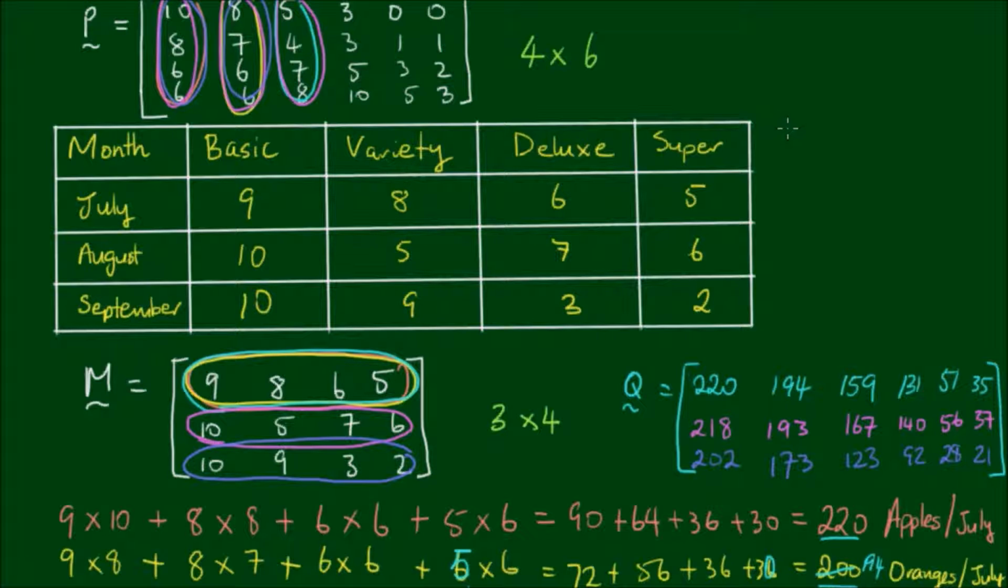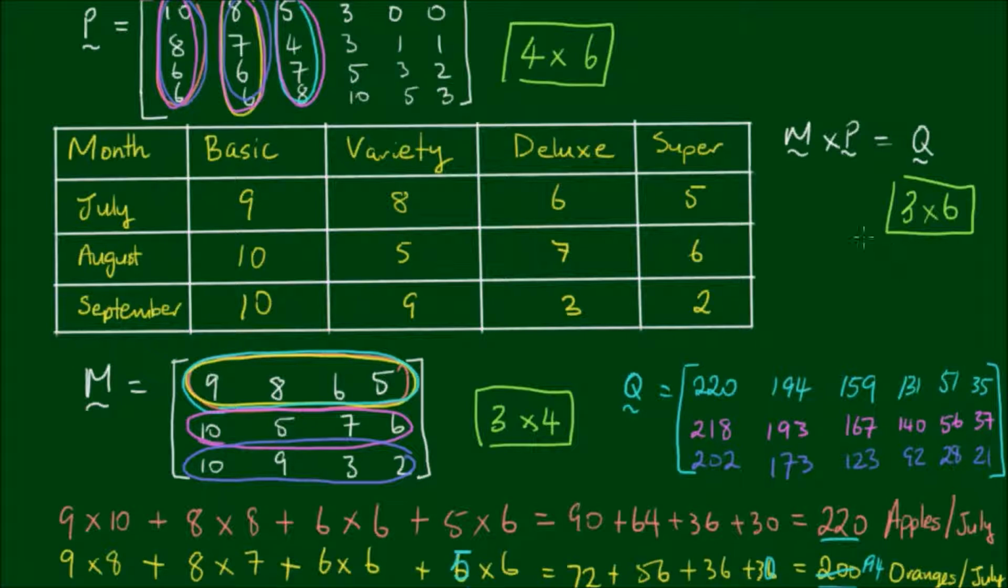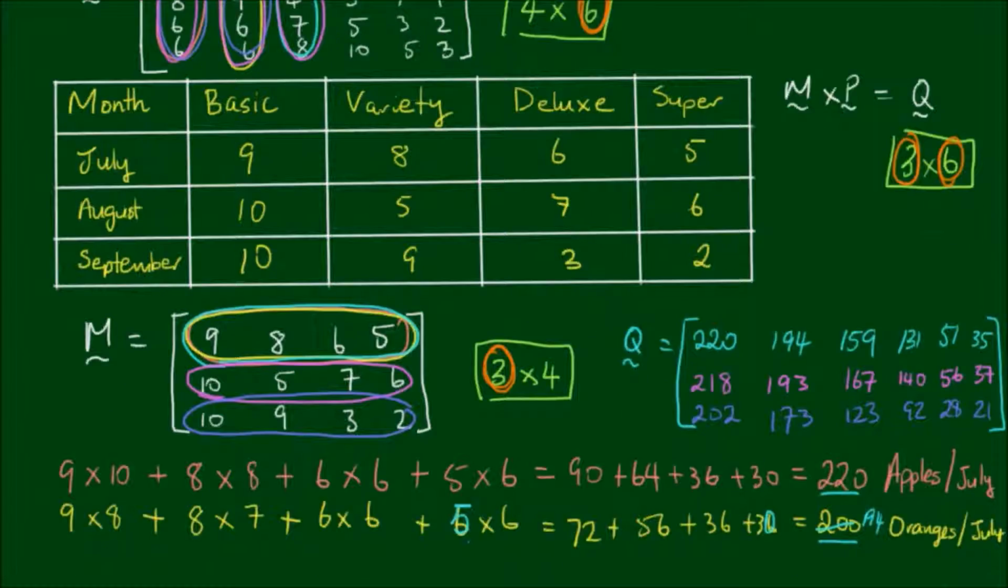So as you can see, we've multiplied matrix M with matrix P to form matrix Q. Matrix M is a 3 by 4 matrix, matrix P was a 4 by 6 matrix, and the new Q matrix is a 3 by 6 matrix. So the product matrix doesn't have the same dimensions as the originals, but it does have the same number of rows as the M matrix, the first matrix, and the same number of columns as the P matrix, the second matrix.